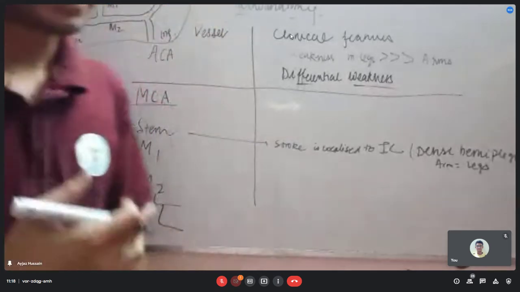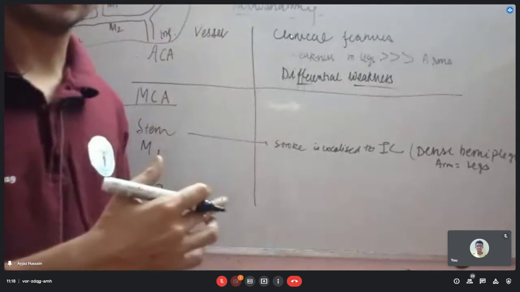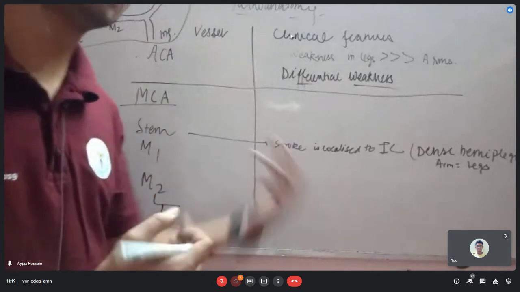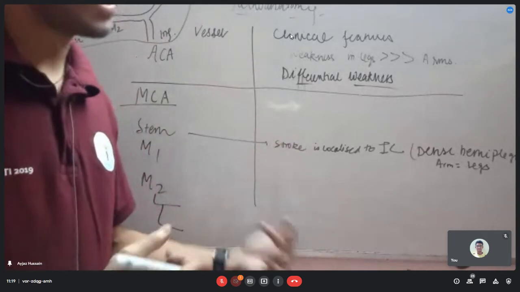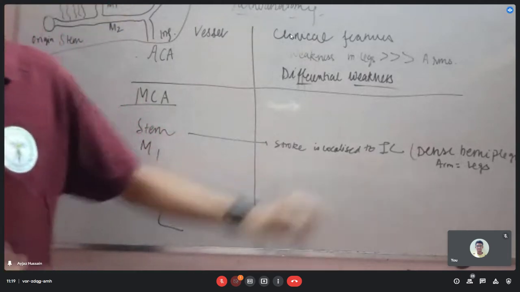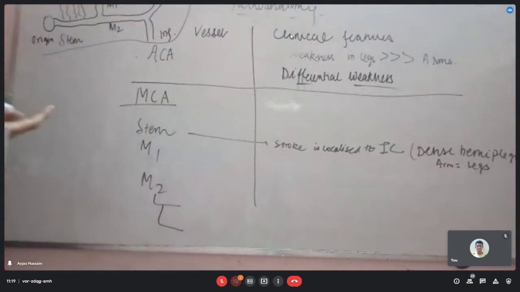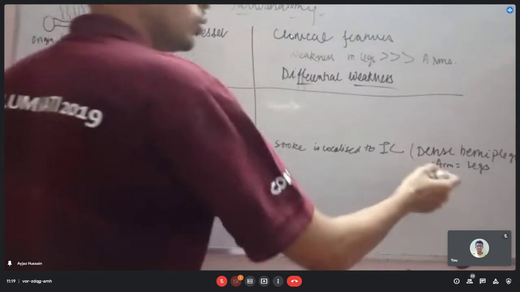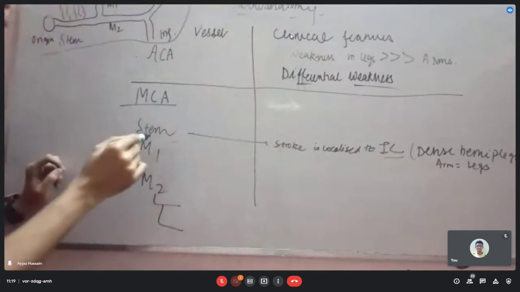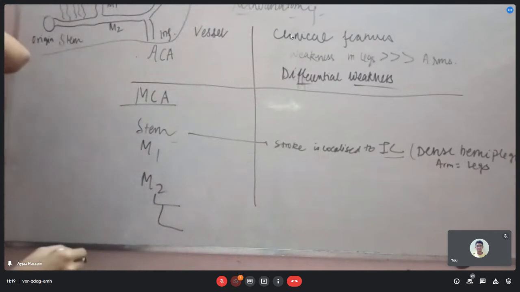now you know that since the power is equal in both the limbs, the weakness is also equal in both the limbs. And since the weakness is equal in both the limbs, that has to be localized to the internal capsule. So if the weakness is equal, it localizes to the internal capsule, and you know that the stem of the MCA is involved. Okay.